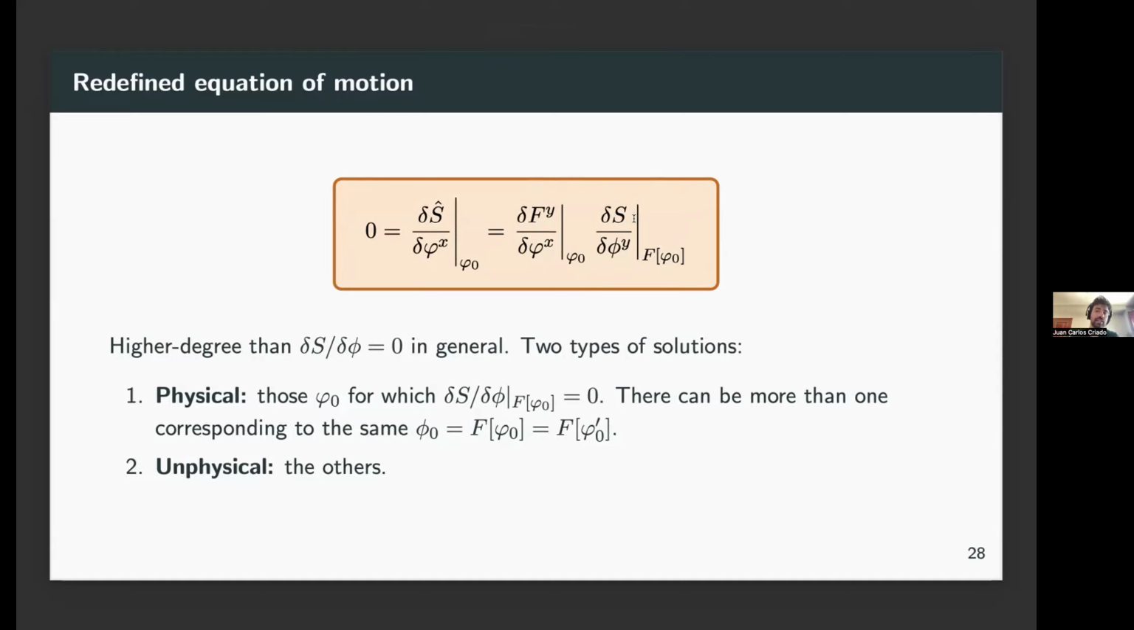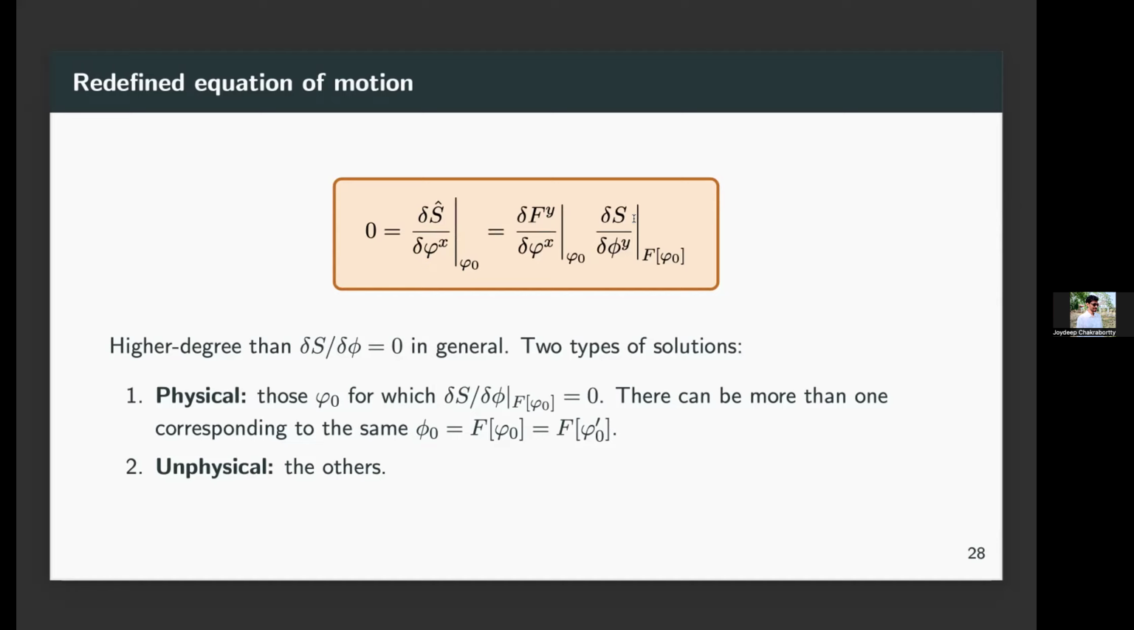So we classify the types of solutions that this can have in two kinds. There are physical solutions, and those are the ones for which, if you apply the field definition, you obtain a solution to the original theory. So they don't change the physics in that sense.